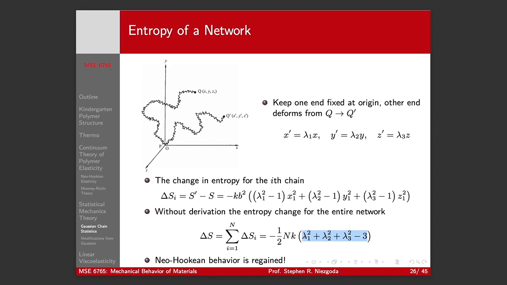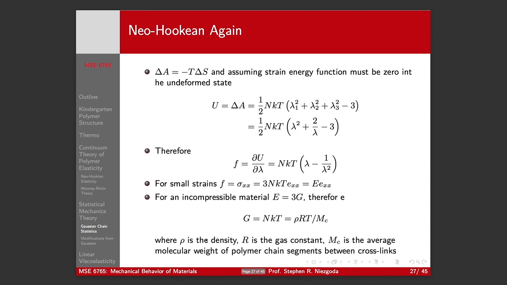Our simple strain energy function that we came up with from their Neo-Hookean behavior. In that case, we just said, let's just pick the simplest possible relationship. And this is what we chose. So basically, the assumptions of a freely jointed Gaussian chain lead you back to that Neo-Hookean behavior.